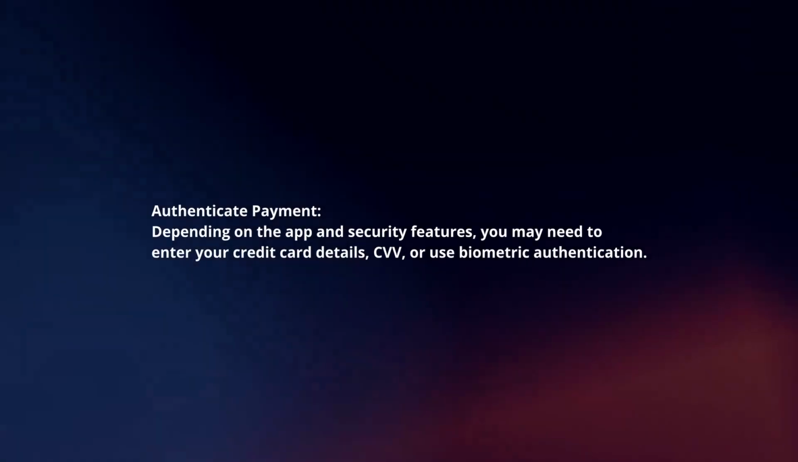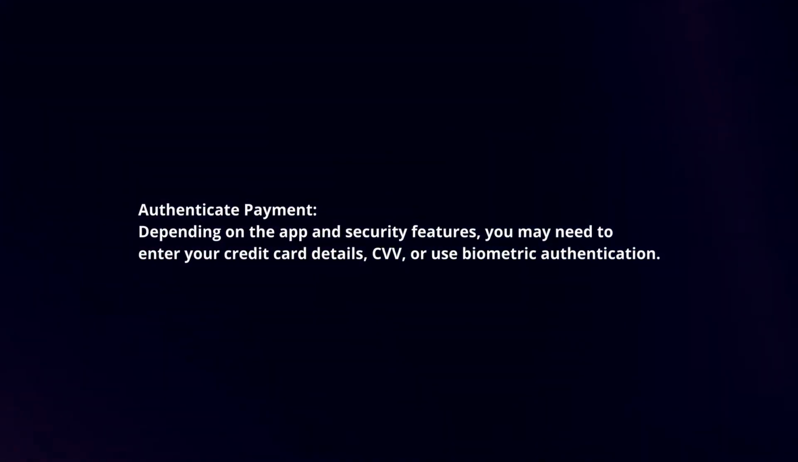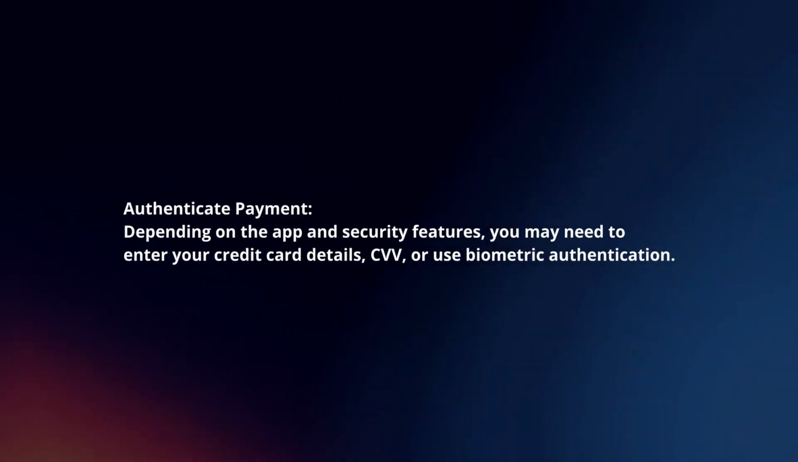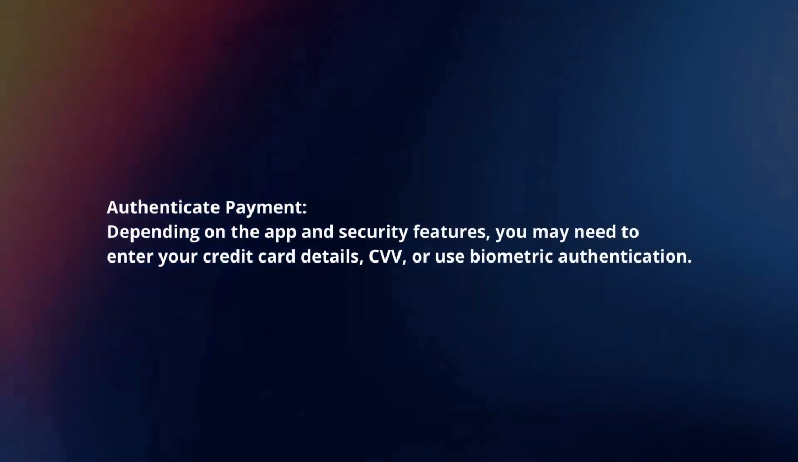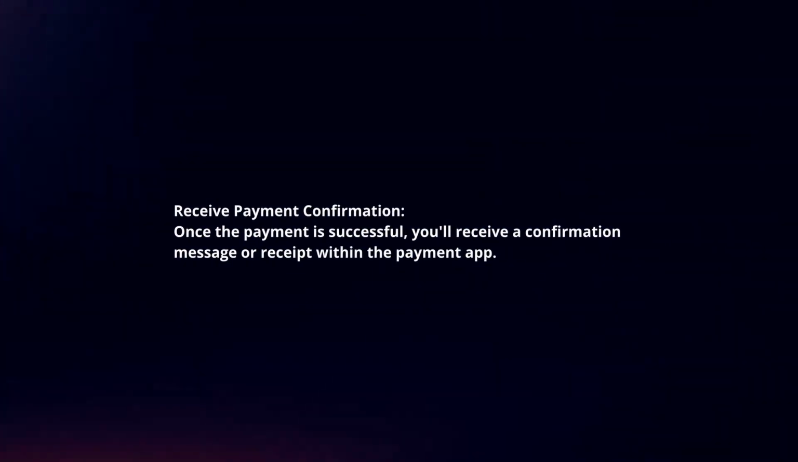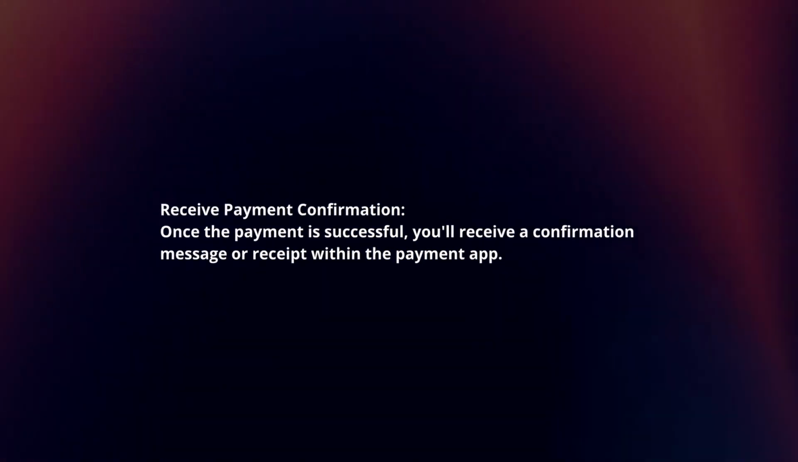Authenticate payment. Depending on the app and security features, you may need to enter your credit card details, CVV, or use biometric authentication. Receive payment confirmation. Once the payment is successful, you will receive a confirmation message or receipt within the payment app. Check credit card statement. Verify the transaction on your credit card statement to ensure accuracy.